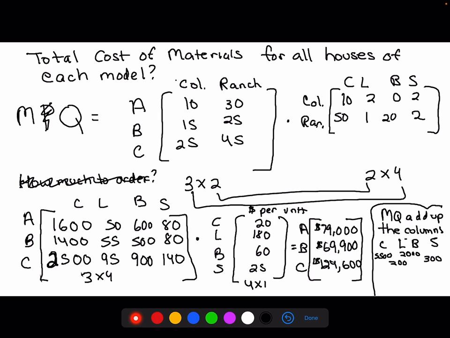And then if you want to get the total cost of all materials, you could take that matrix that you just found and multiply by the cost per unit on those. I'm going to leave that alone. Like the cost per unit was like 20 for concrete, 180 for lumber, 60 for brick, 25 for shingles. So you could take that matrix we just found and multiply that with the cost per unit to see, well, how much is it going to cost. It's going to come out to a grand total to build these of $273,500. So if you go ahead and do that and try it.